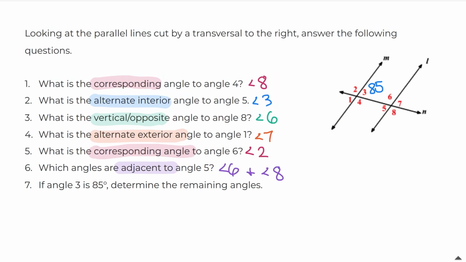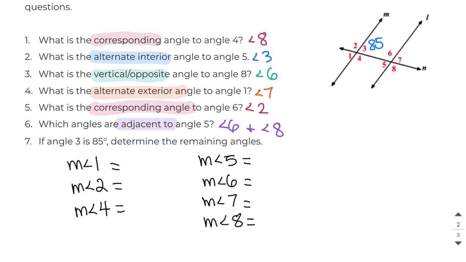Determine the remaining angles. So let's find the angles that are congruent to angle 3 first of all. So if this is angle 3 and it's 85, then angle 1 also has to be 85 degrees because it is vertical to angle 3. Angle 3 is also an interior angle, so the alternate interior angle to angle 3 is also angle 5. So angle 5 is also 85 degrees. And then angle 3 has its corresponding angle at angle 7, so angle 7 has to be 85 degrees as well. Perfect.